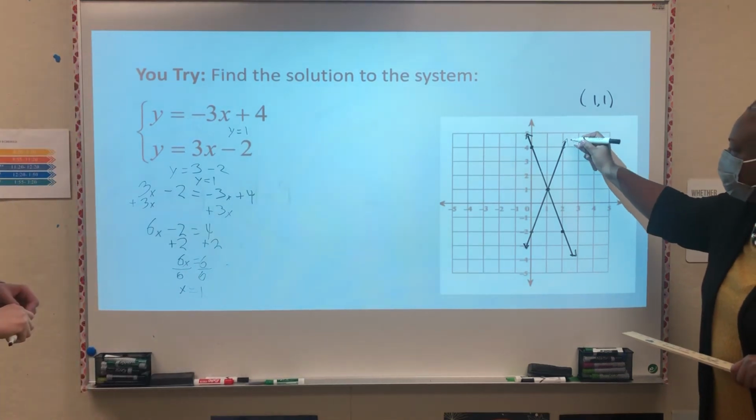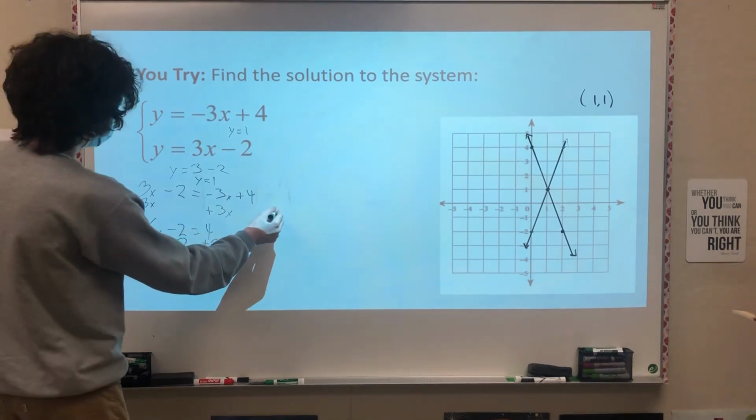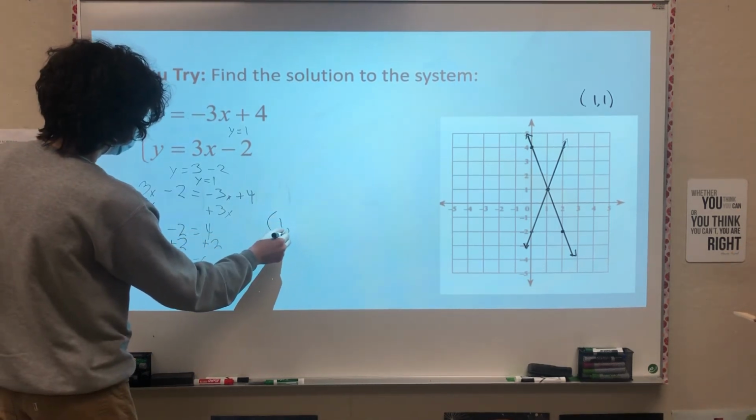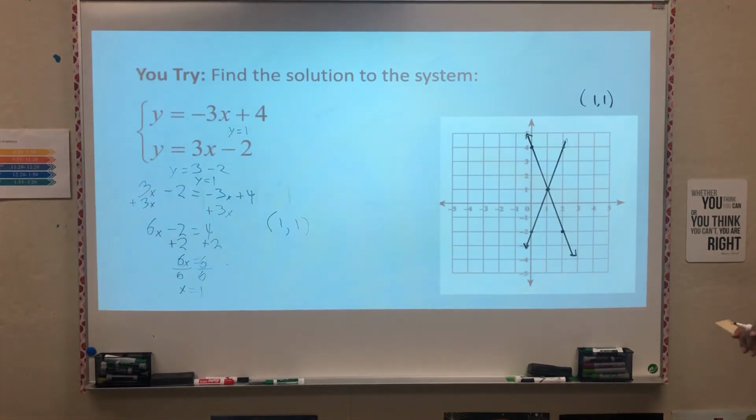The substitution point for the system would be 1 and 1. Yep, just put it all together. So I caught Niall explaining what he did. Denise, will you walk us through what you did real quick?